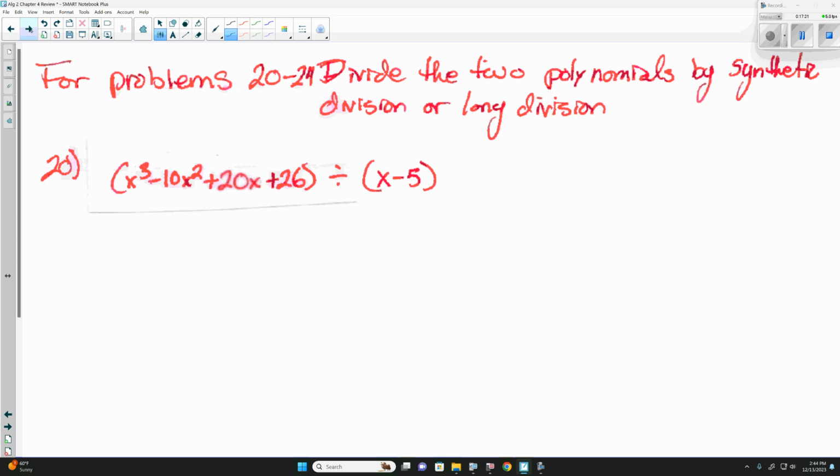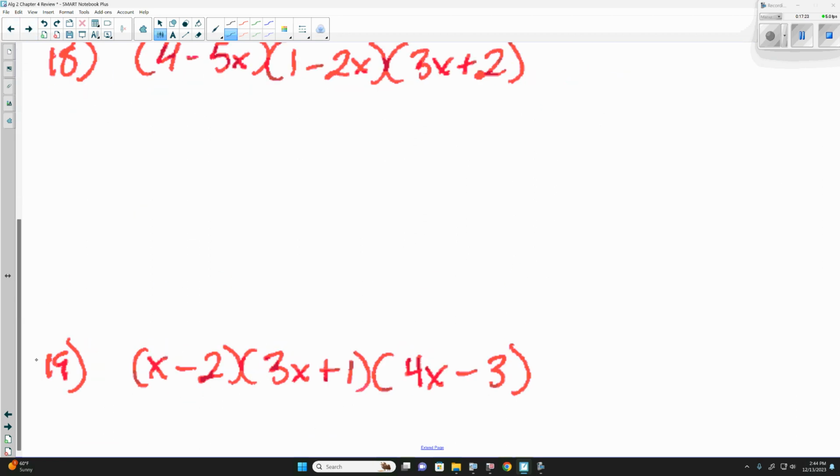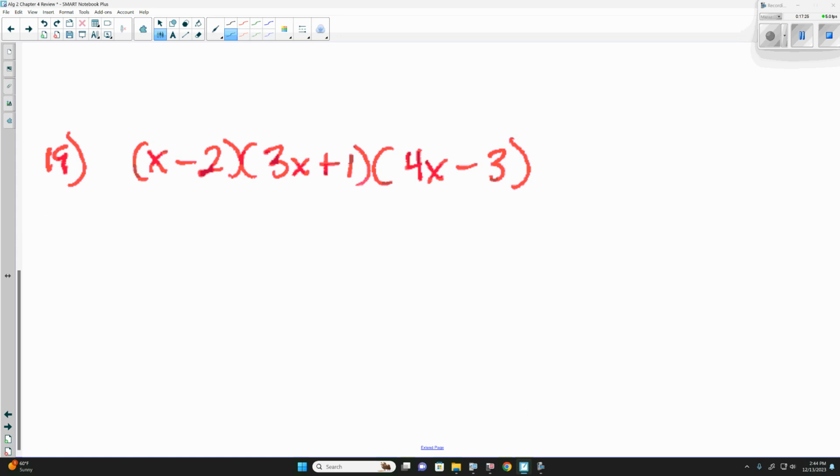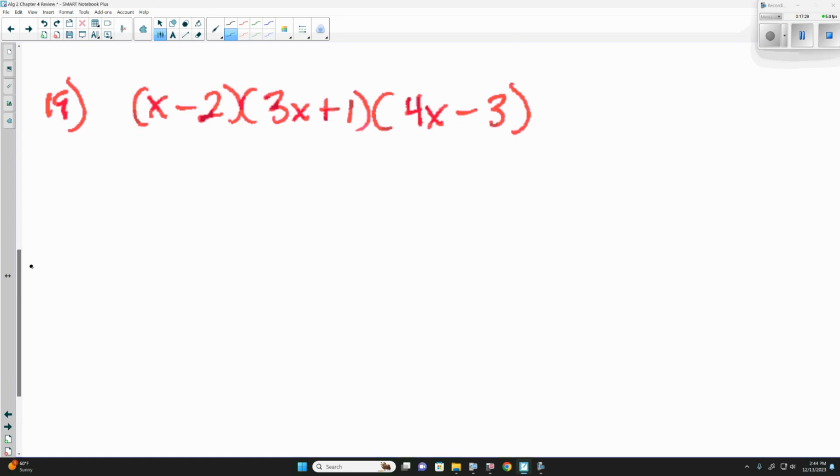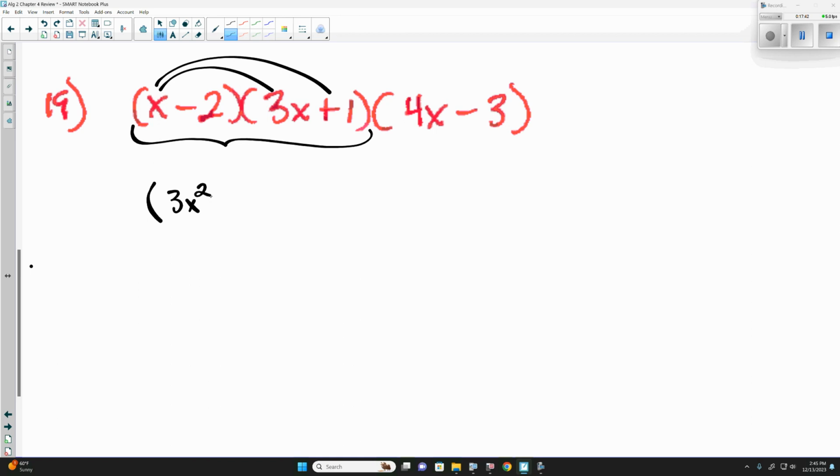Whenever we multiply three polynomial expressions together, we multiply two of them together first, simplify, and multiply the third. So the first thing we're going to do is multiply these two here together. So we'll distribute the x first. X times 3x is 3x squared. X times our 1 is plus x.